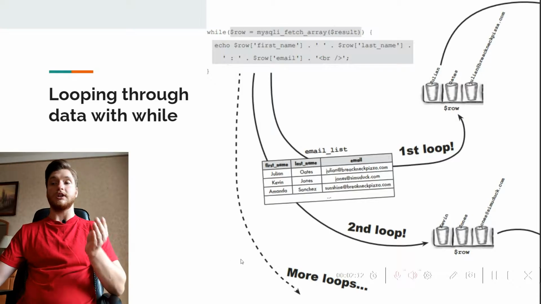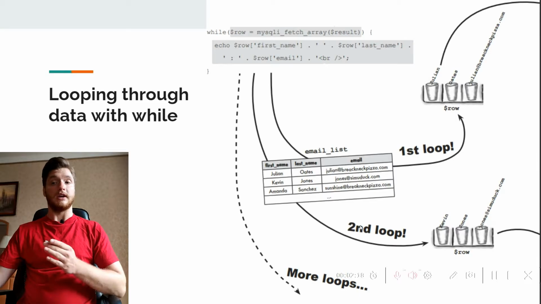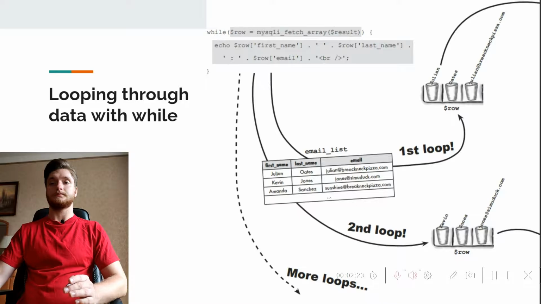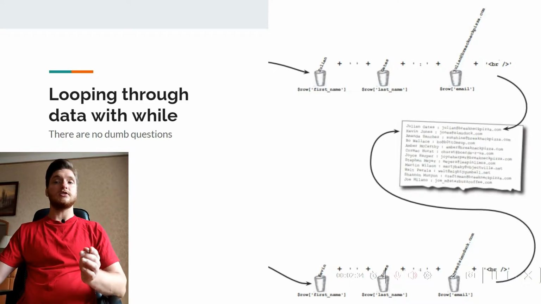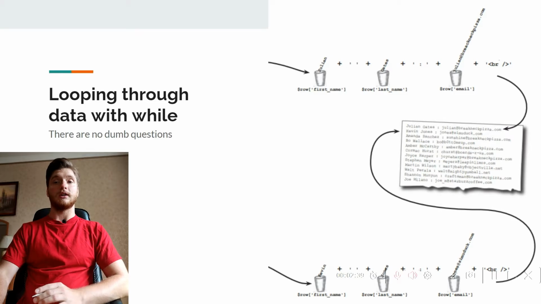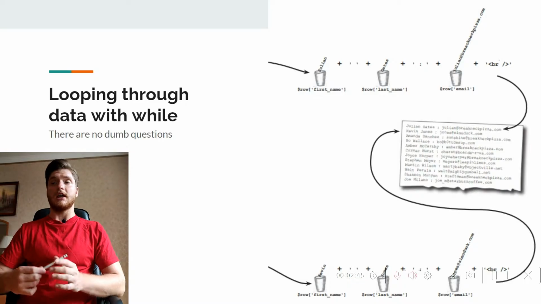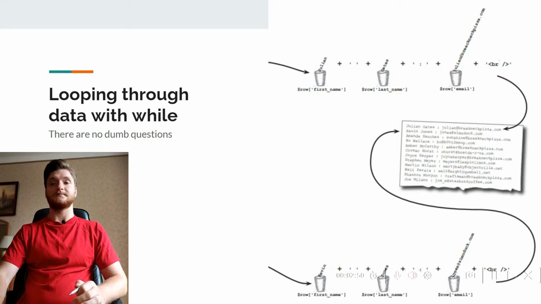The second time through the loop, the $row array holds the second row of the mail_list table, and you can see a pattern here. First loop, second loop, and more loops. And the echo statement inside the while loop takes the data in the $row array and outputs formatted HTML content. An HTML line break puts each row of data on its own line on the resulting page.